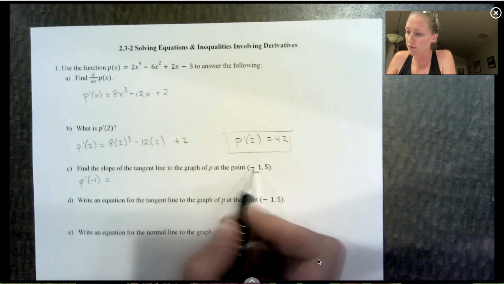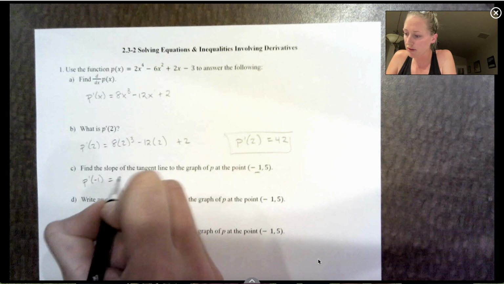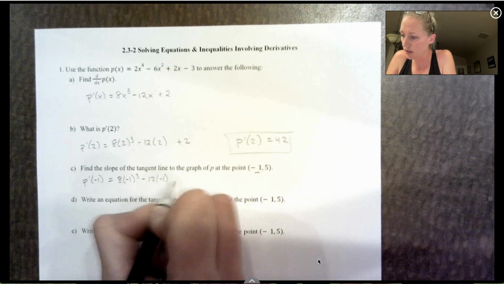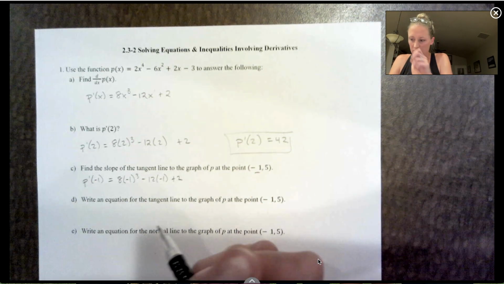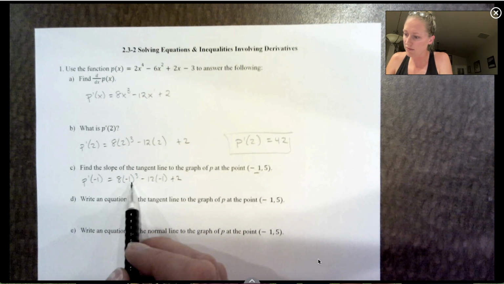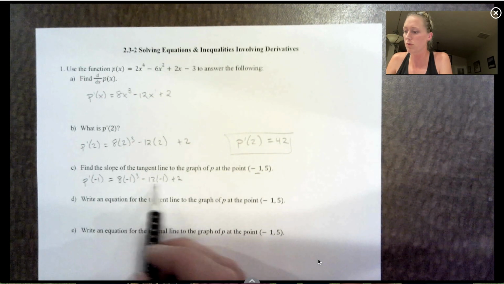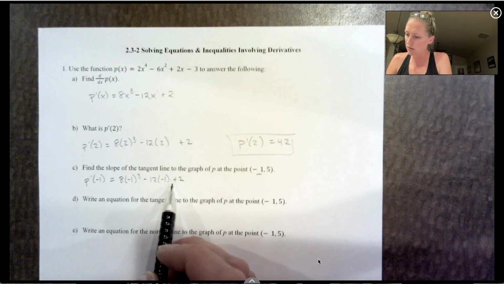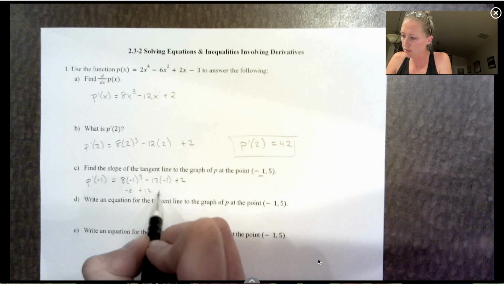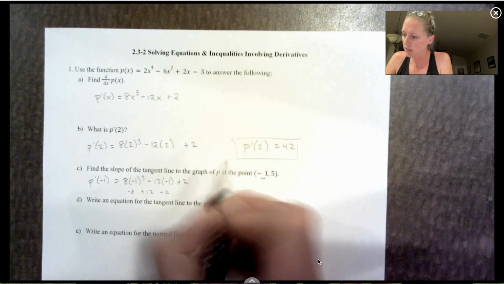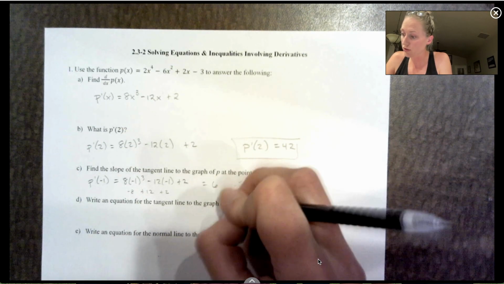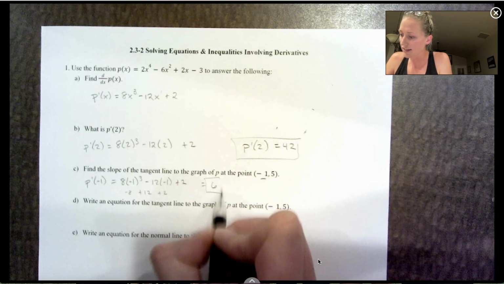So if I substitute -1 into our p prime function, we've got 8 times -1 cubed minus 12 times -1 plus 2. If we simplify that, I'm going to get -8 plus 12 is -4 plus 2. Did I do that right? Sorry. -8 plus 12 plus 2. Maybe we got 6 there. All right, so that is our slope. So the slope of the tangent line is 6.